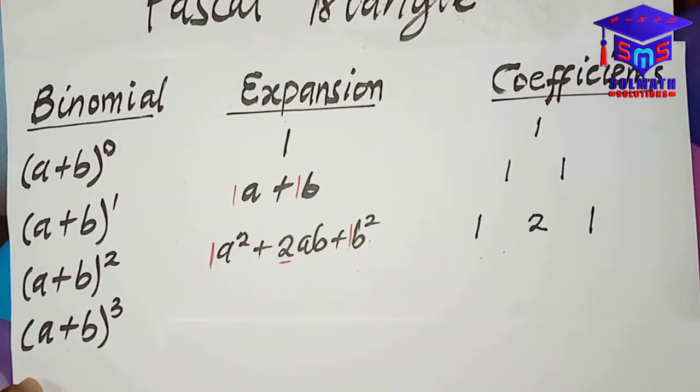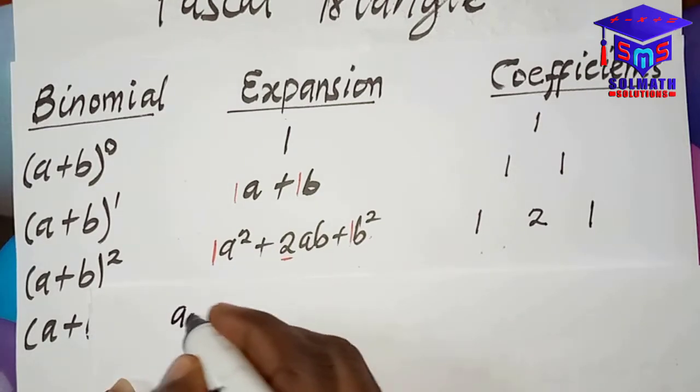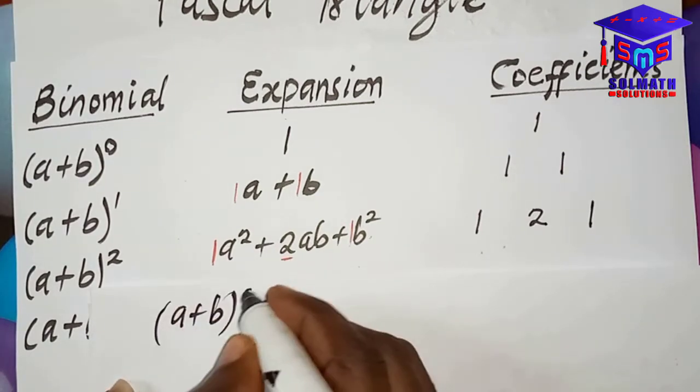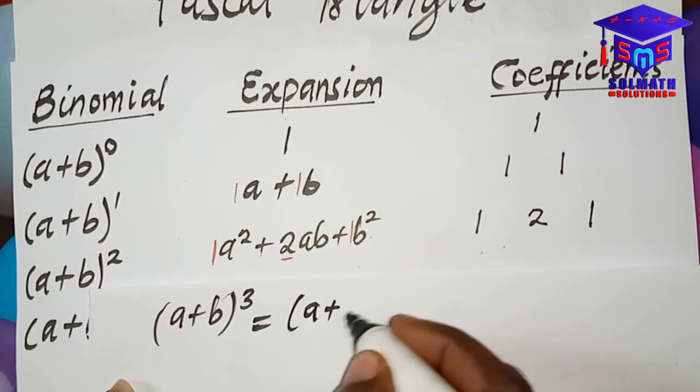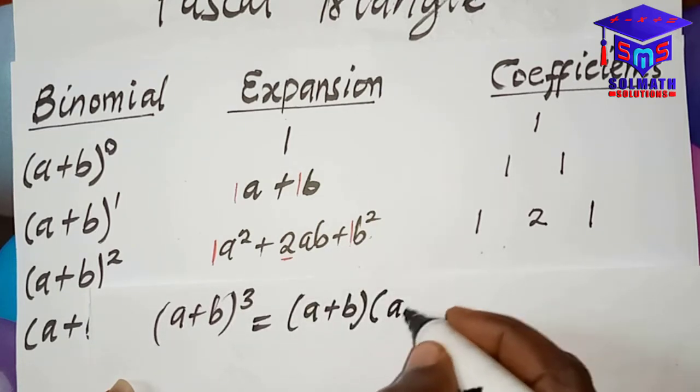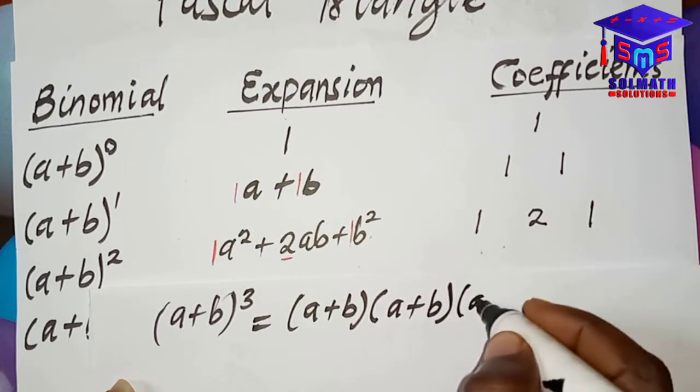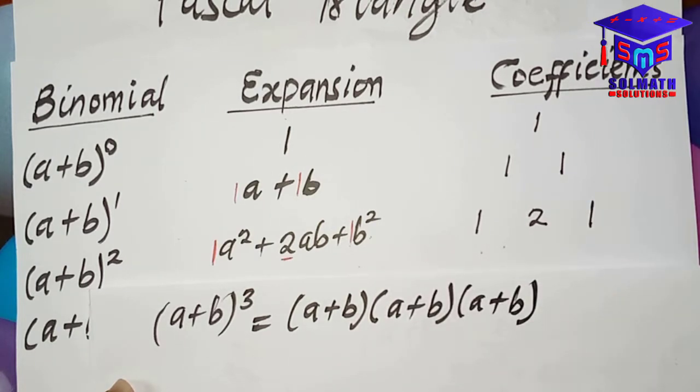Now let's expand (a + b) to the power 3. Let's do that expansion over here. (a + b) to the power 3. What it means is that the quantity a plus b is multiplying itself 3 times, like that.